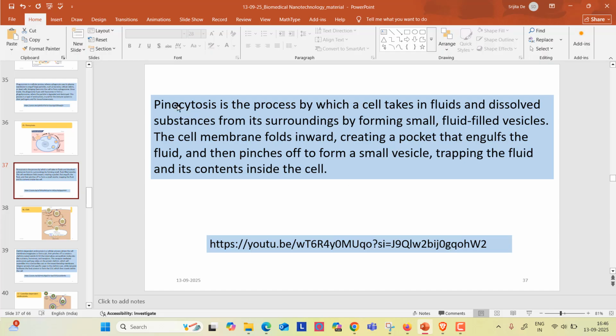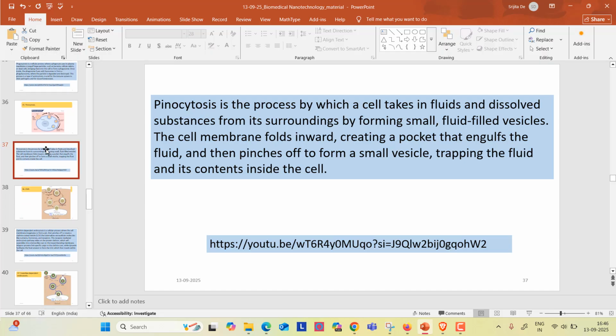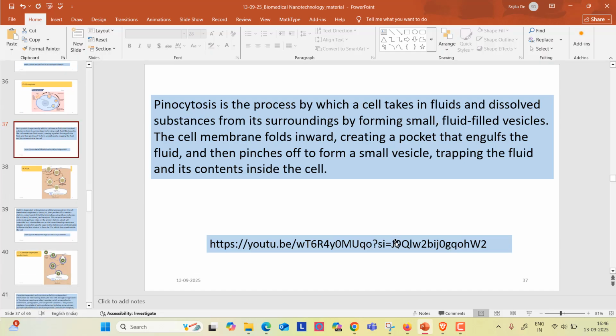So pinocytosis is the process by which a cell takes in fluids and dissolved substances from its surroundings by forming small fluid-filled vesicles. The cell membrane folds inward, creating a pocket that engulfs the fluid and then pinches off to form a small vesicle, trapping the fluid and its contents inside the cell. Okay. So here also one video is given, you can see later.